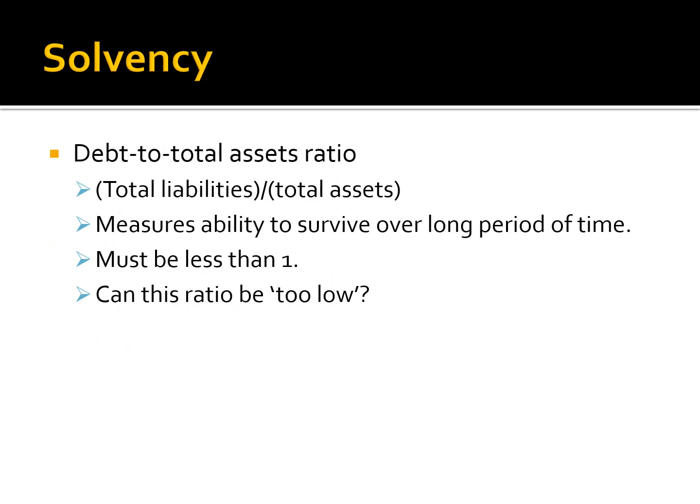Solvency is your debt to total assets ratio. It may be measured as dividing total liabilities by total assets. This measures your ability to survive over a longer period of time. And you want your total debt to total assets ratio to be less than 1, but this number can be too low.